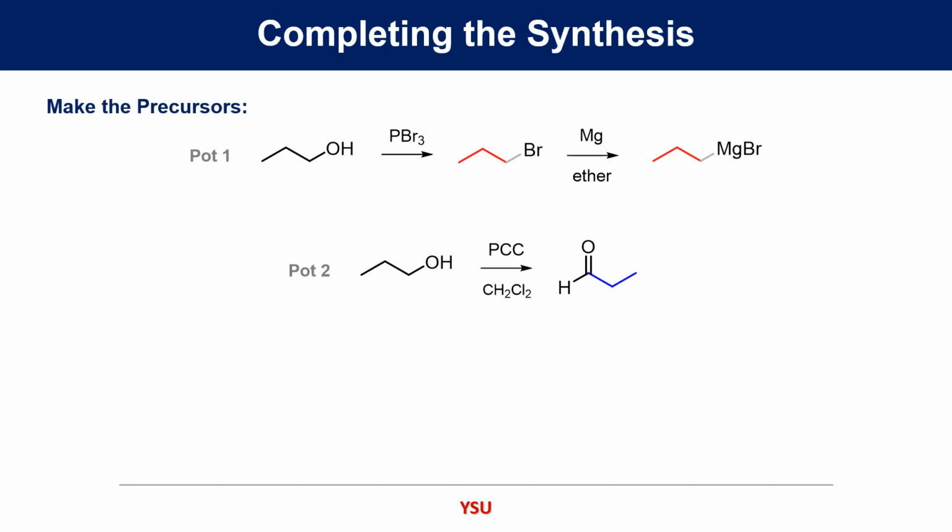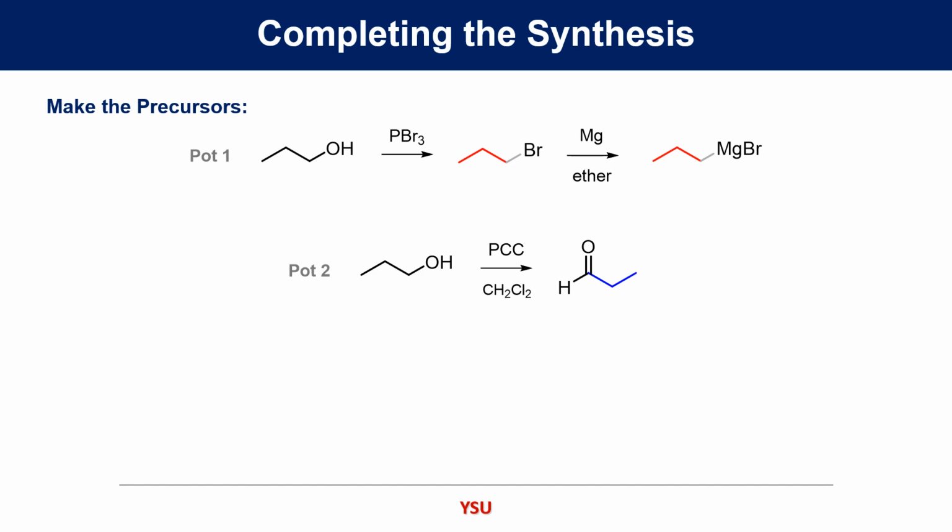Now we can put the target molecule together using the chemistry laid out in the plan. Using PBr3, a portion of the starting alcohol is converted to the alkyl bromide. This is isolated, purified, and characterized to prove its structure. The bromide is then mixed with magnesium in ether as solvent to give a solution of the Grignard reagent.